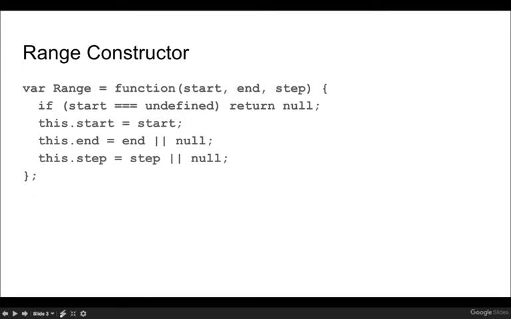So here's our constructor. It's quite simple because the only thing we're storing is the start, end, and the step, and giving it null if it's not passed in. Because we have to keep it in constant space, we're going to do all the calculations in the other methods.